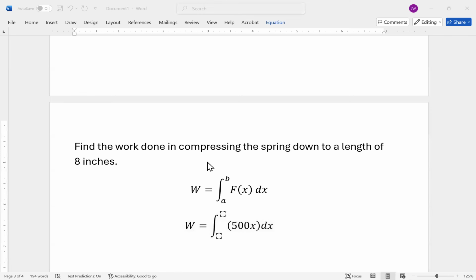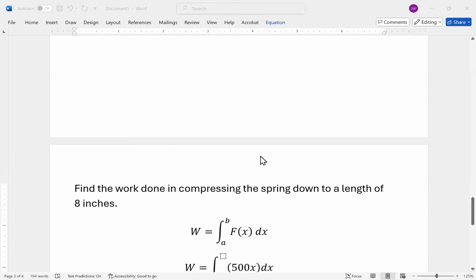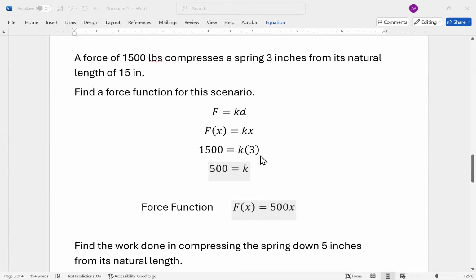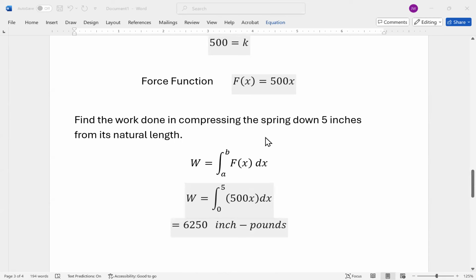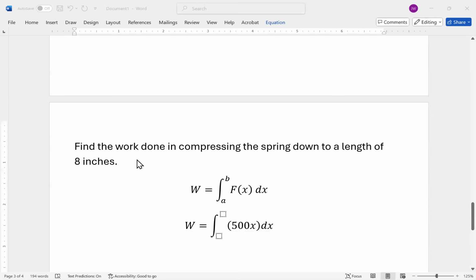We're using the same spring. This is the same spring that we found the force function of in part 3A. So same spring, same force function. In 3B, we looked at compressing the spring down 5 inches from its natural length. Its natural length had a compression of 0, down 5 inches to 5. If we say find the work done in compressing the spring down to a length of 8 inches, again, this is implying from its natural length.